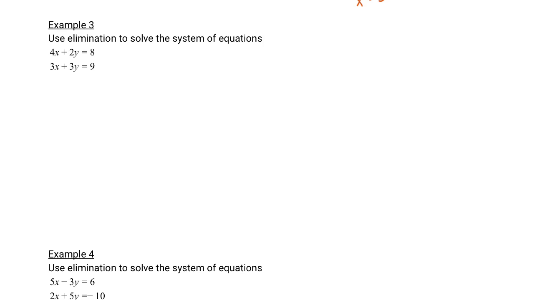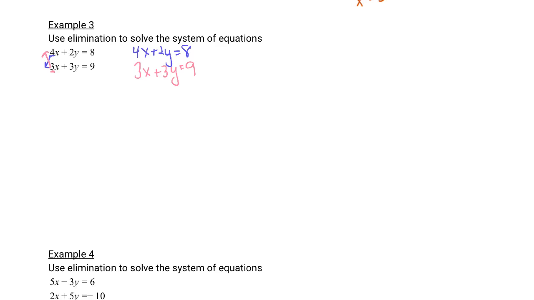So I like to think of it kind of like I'm cross multiplying. I'm going to take the top equation and multiply that first number by the bottom equation. And I'm going to take the first number of the bottom equation and multiply it by the top equation. Okay, it's going to make a little bit more sense here in just a second. So I'm going to write my equations exactly how they were. 4x plus 2y is 8, and 3x plus 3y is 9.